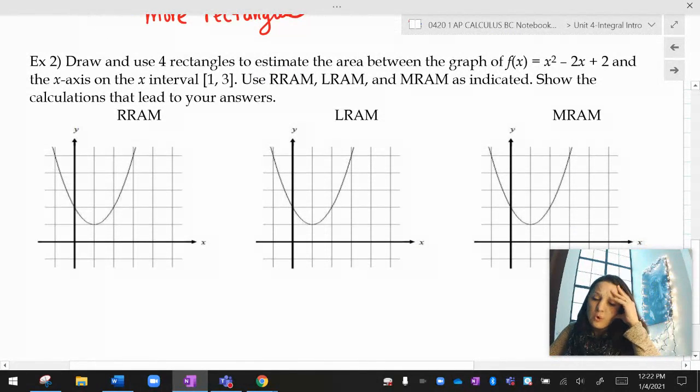So example 2 says, draw and use 4 rectangles to estimate the area between f of x equals x squared minus 2x plus 2 and the x-axis on the interval from 1 to 3. Use RRAM, LRAM, and MRAM. Show the calculations that lead to your answer.